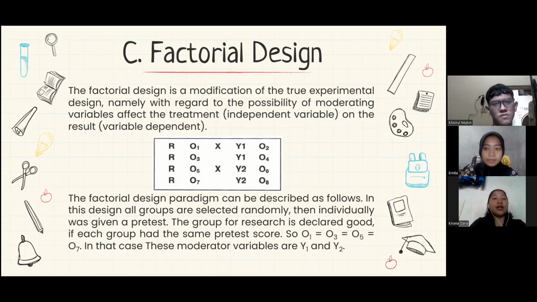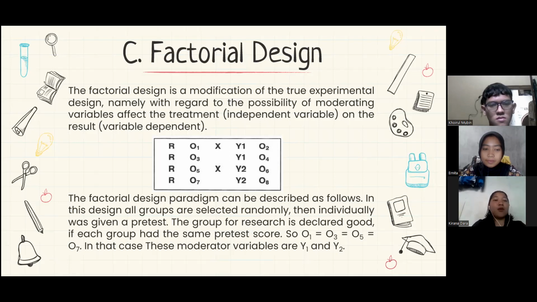There is a factorial design. The factorial design is a modification of the true experimental design, namely with regard to the possibility of moderating variables that affect the treatment or independent variable on the result or dependent variable. Like the picture, the factorial design paradigm can be described as follows.